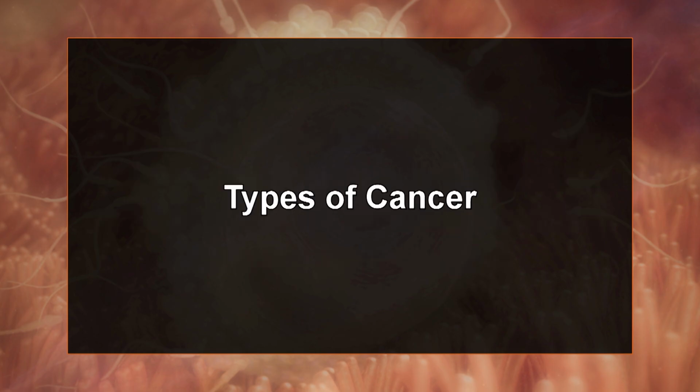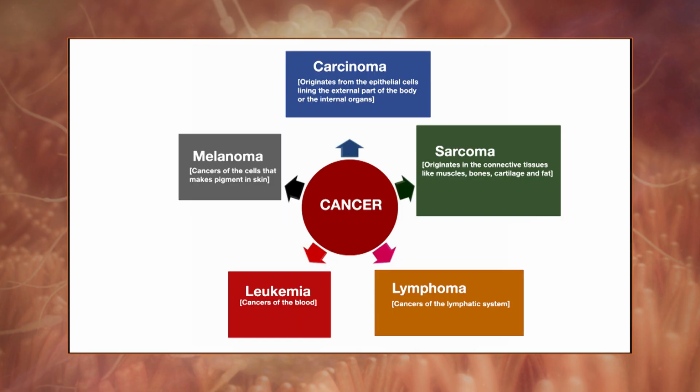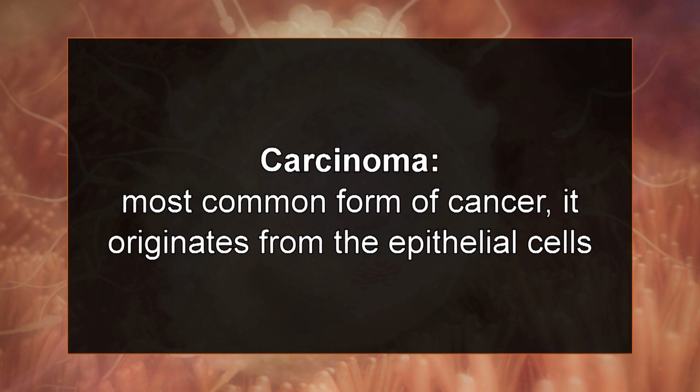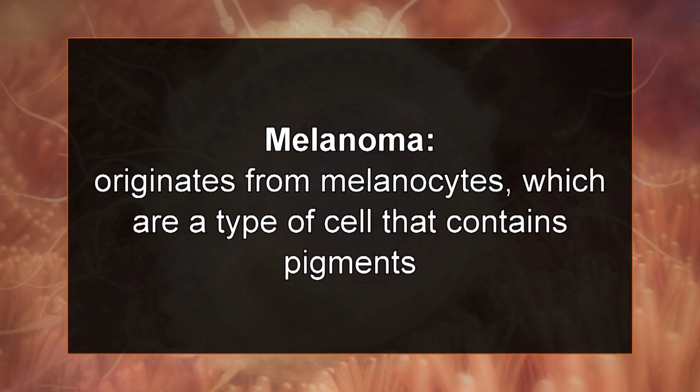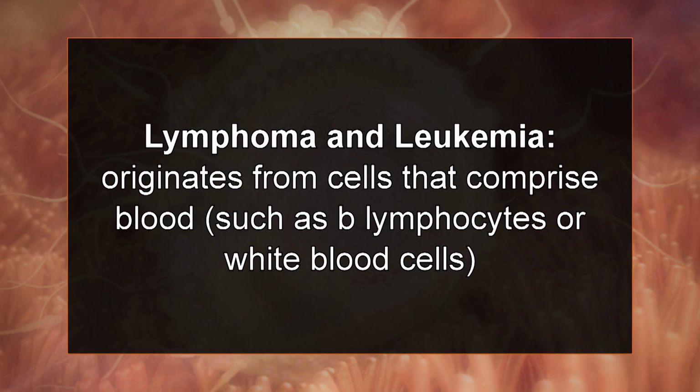Moving on to types of cancer. From a medical perspective, cancer types can be classified based on the type of cell they originated from. Therefore, cancer can be classified into carcinoma, the most common form of cancer. It originates from epithelial cells. Then sarcoma originates from connective tissues such as cartilage, fat and bone tissue. Melanoma originates from melanocytes, which are a type of cell that contains pigments, and lymphoma and leukemia originate from the cells that comprise blood, such as B lymphocytes or white blood cells.